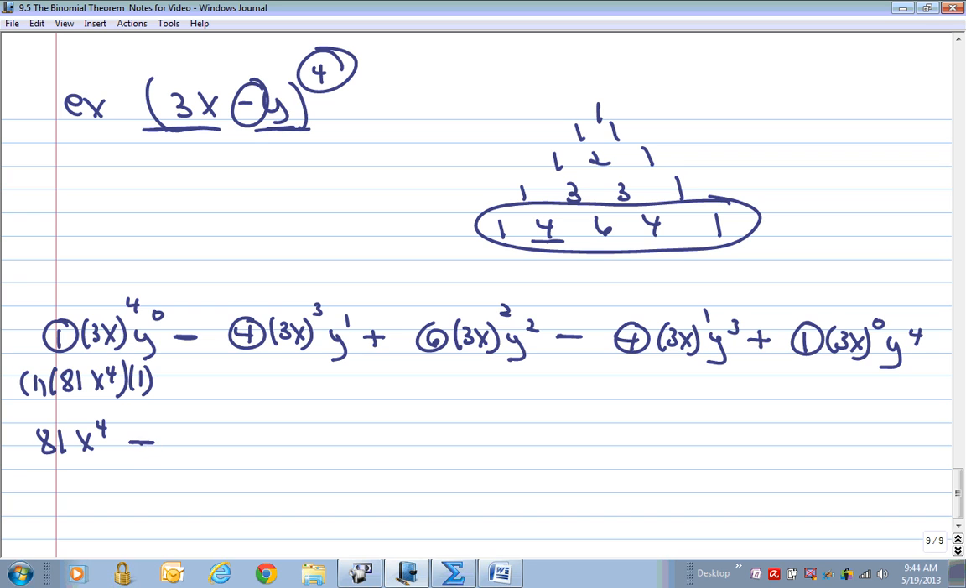Okay, we know we're going to have a subtraction sign. All right, so now we have a 4. 3 to the 3rd power is 27. And then, of course, we'd have x cubed. And we'd have y to the 1st. So 4 times 27 is 108. And we would have x cubed y to the 1st, which adds up to 4. I think we're in good shape.